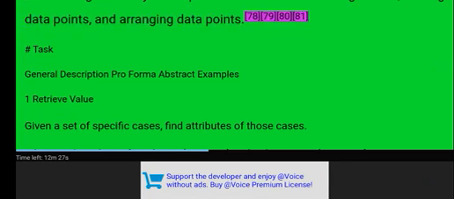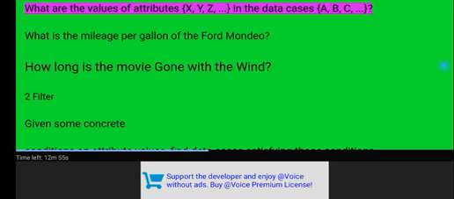Task, general description, pro forma abstract, examples. 1. Retrieve value. Given a set of specific cases, find attributes of those cases. What are the values of attributes x, y, z in the data cases A, B, C? What is the mileage per gallon of the Ford Mondeo? How long is the movie Gone with the Wind?